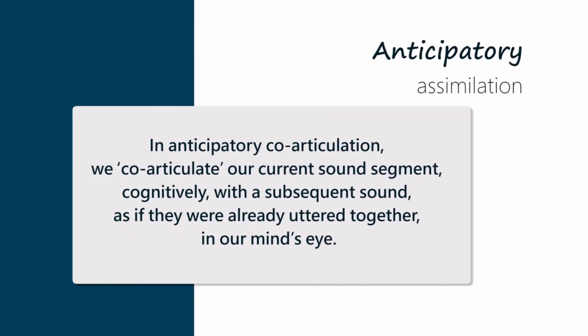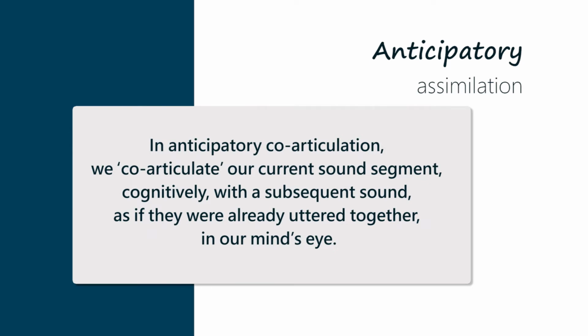In anticipatory co-articulation, in a way you anticipate what you're going to say next, and the fact that you have the next sound or sounds in your mind's eye and you expect to say them next, that somehow affects what you're saying right now. So in anticipatory co-articulation, we co-articulate our current sound segment cognitively with the subsequent sound as if they were already uttered together in our mind's eye.